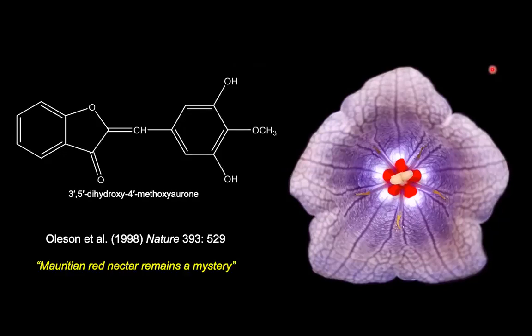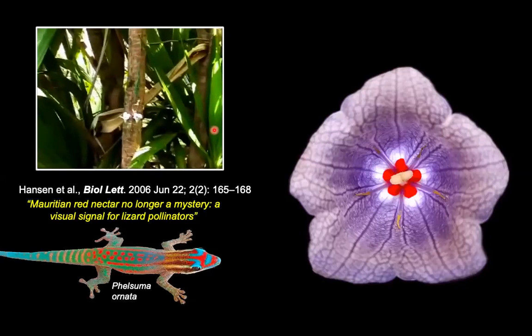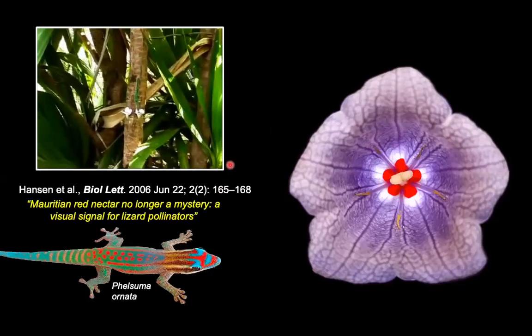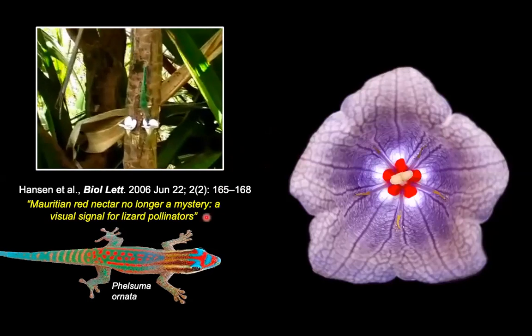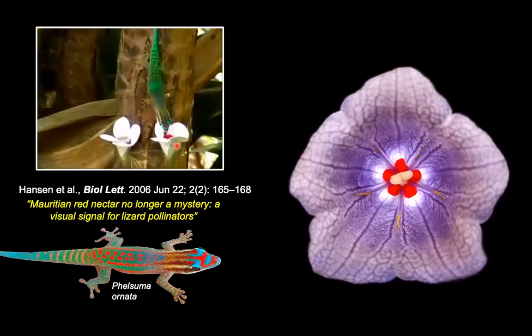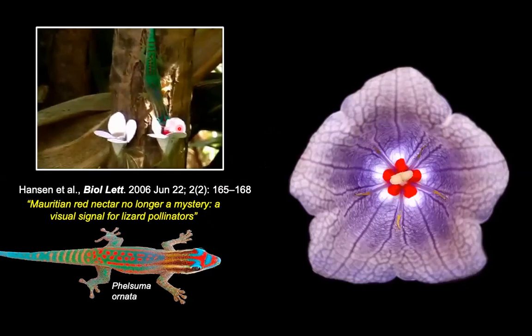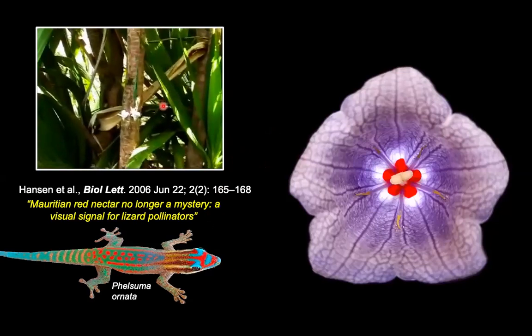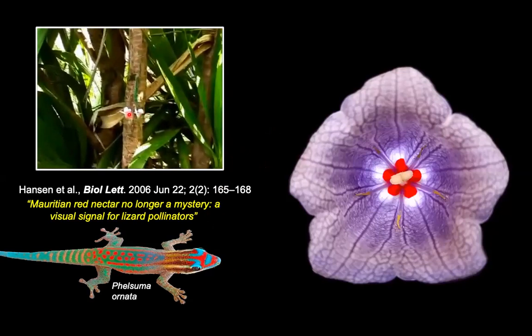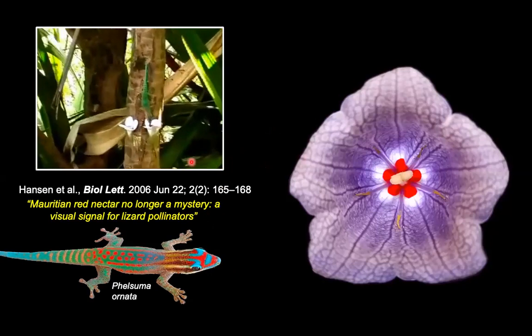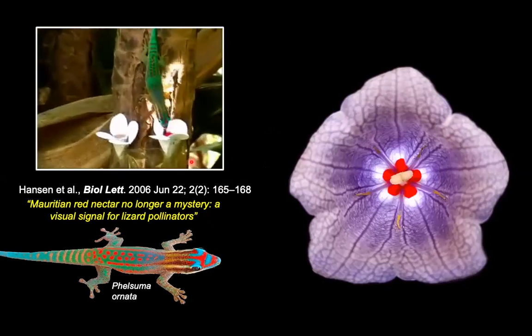Now, this nectar was supposedly pigmented due to this pigment right here, which was reported in 1998. But our research has shown something different. It's also interesting to note here that this plant is pollinated by an endemic gecko of Mauritius, Phelsuma. And as you can see here, a study showed that the Phelsuma geckos prefer red nectar over clear nectar, suggesting that the color has evolved to attract maybe the geckos.